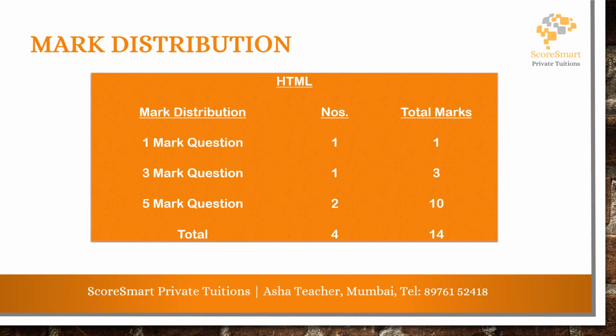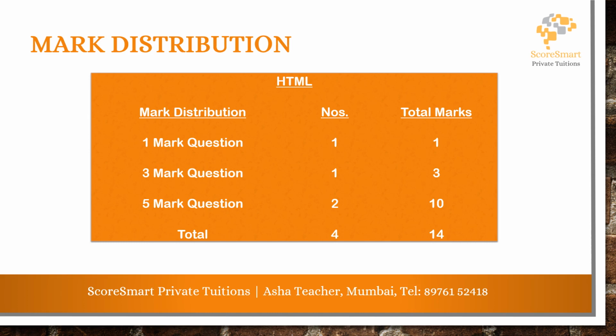First of all, we will look at the mark distribution. From this, you will have questions worth a total of 14 marks. One question is definitely in the MCQ, a 3 marks question in the other questions, and two 5 marks questions, but they are in question number 5. So there is an option: you attempt part A or part B.